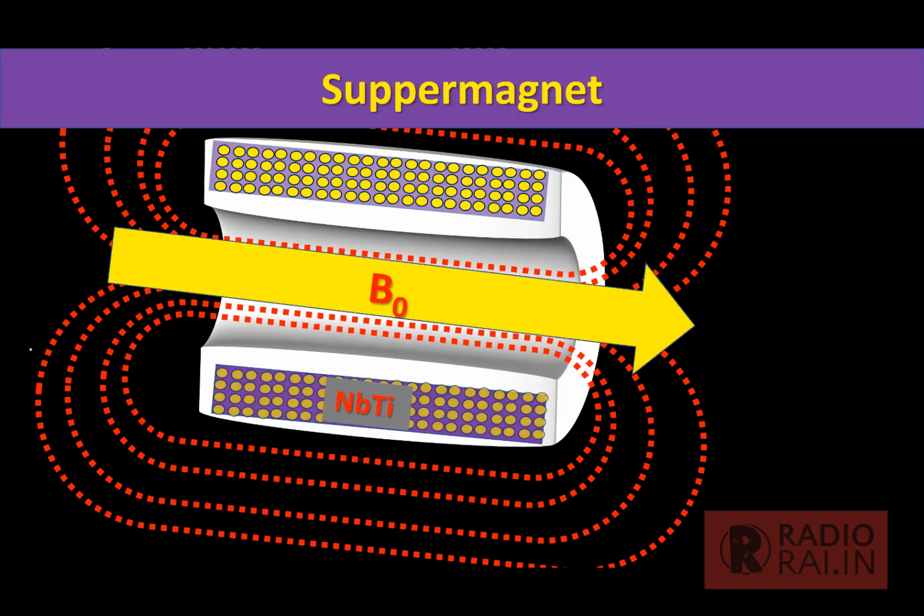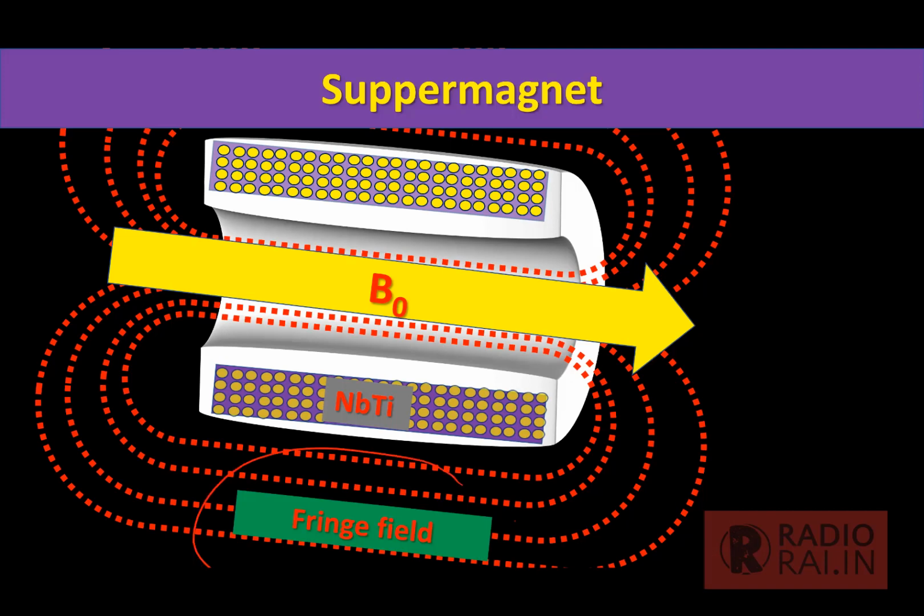Now the magnetic field formed will be parallel to the patient, who will be lying like this. We can also see that the magnetic field is outside the patient as well, outside the magnet machine. This magnetic field outside is called the fringe field. Whatever magnetic field is present outside the MRI gantry is called the fringe field.